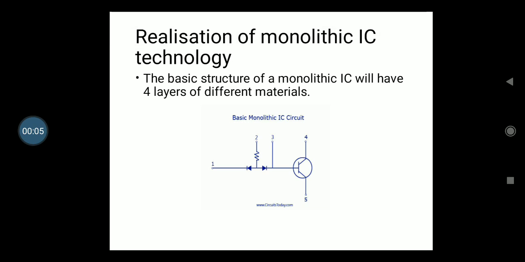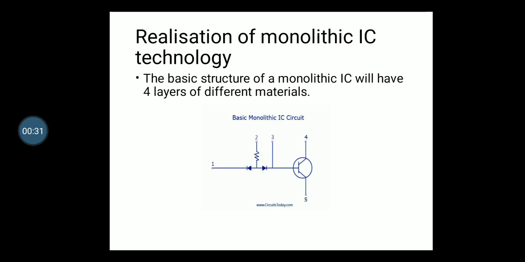Our topic today is realization of monolithic IC technology. This is the basic structure of a monolithic IC, which has four layers of different materials. We are going to put together all these materials to form a monolithic IC.